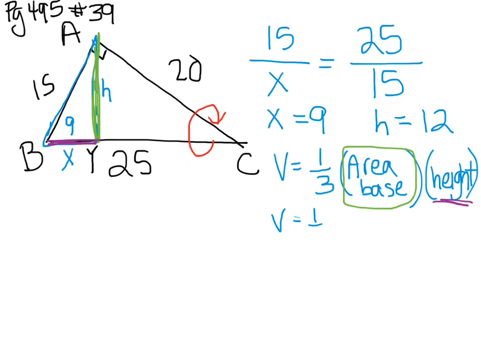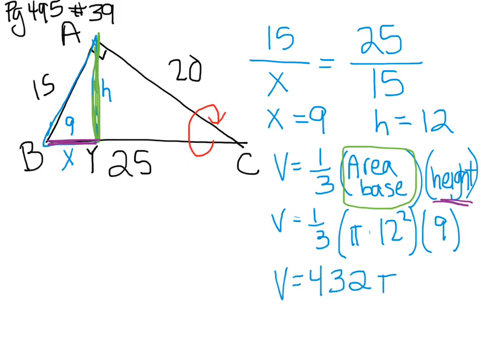So I go through and I start plugging in. The area of our base is pi r squared times 9, which is our height. And I plug that in my calculator, I get 432 pi. So now we need to find the other cone on the other side and add the two volumes together. So I subtract to get YC to be 16.